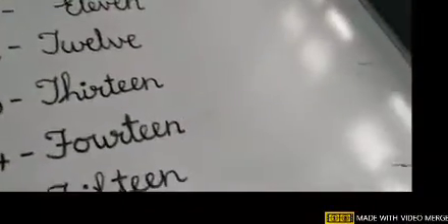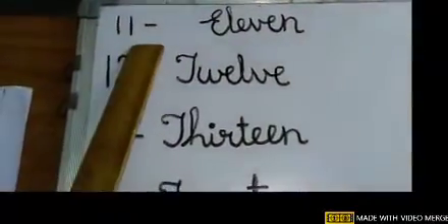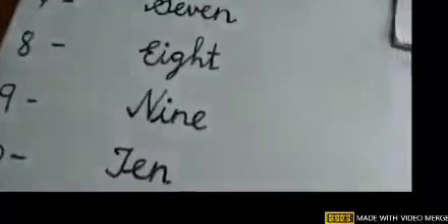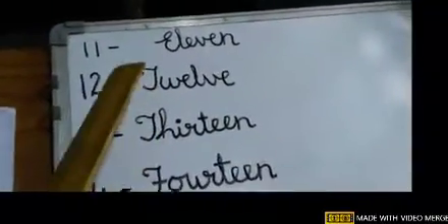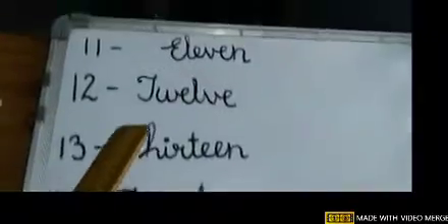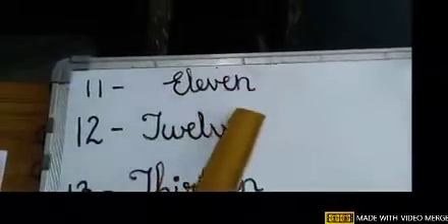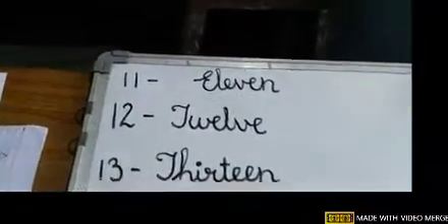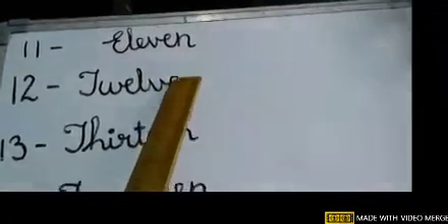Then after 10, see the next number, that is 11. Most of the children are finding it easy to write numbers from 1 to 10. They are finding it easy to write the number names from 1 to 10. But most of the children make mistakes while writing the number names from 11 to 20. So you should learn the spelling by heart. You know the numerals very well now, but you should learn the spelling of these numbers very well.